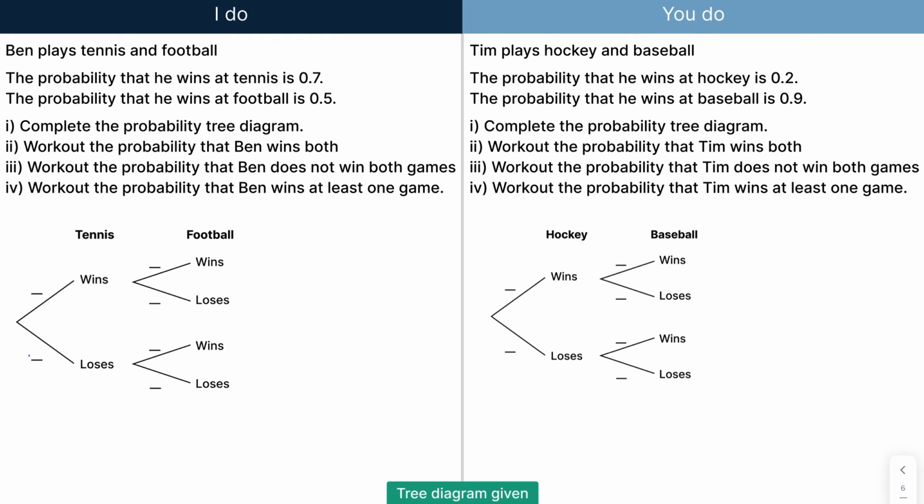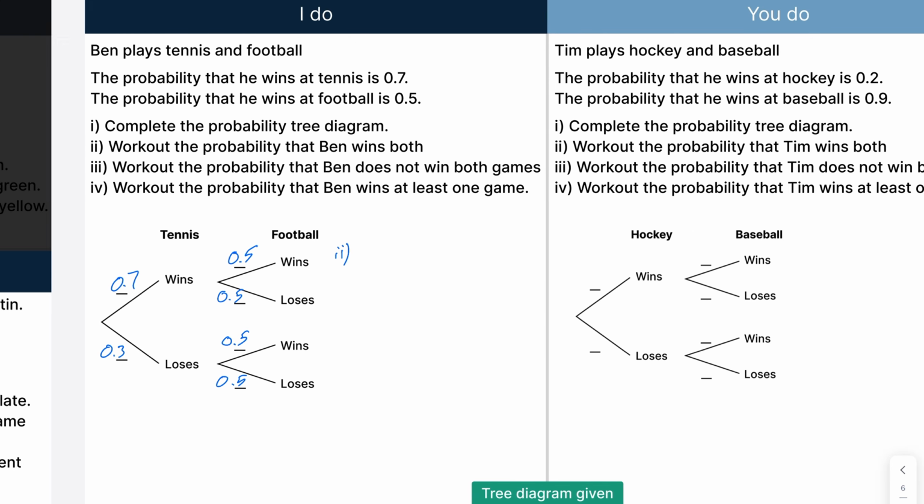So if you read this question, we know the probability that he wins tennis is 0.7. So for tennis, the probability that he wins is 0.7. So the probability that he loses is going to be 0.3 because probability is out of 1. Okay. And the probability that he wins football is 0.5. So for football, the win is 0.5. So the loss is also going to be 0.5 because again, probability adds up to 1. Okay. So that's that done.